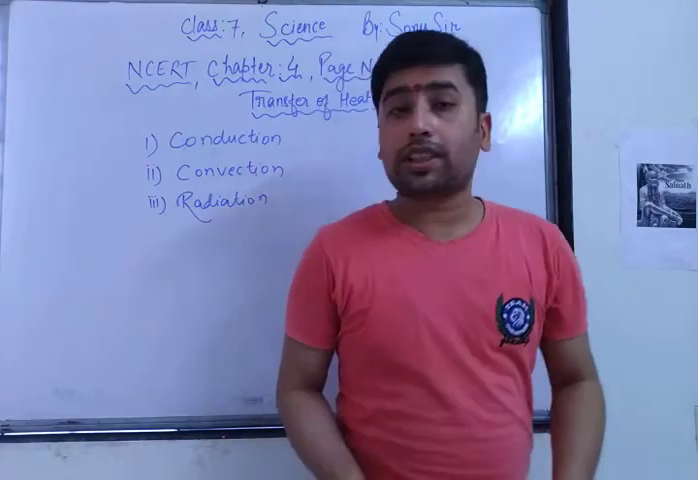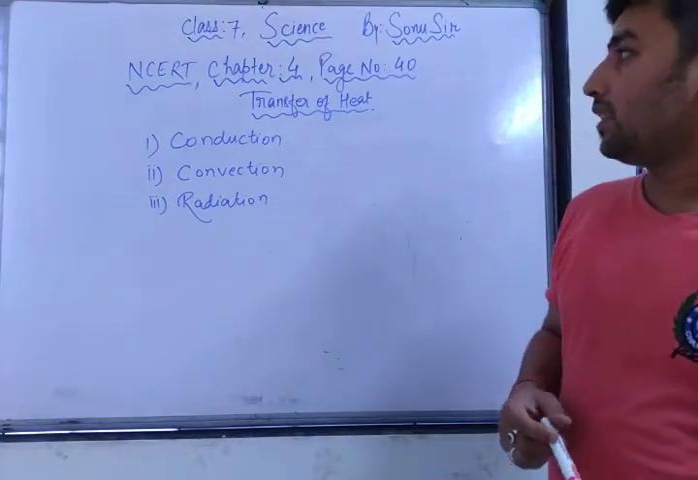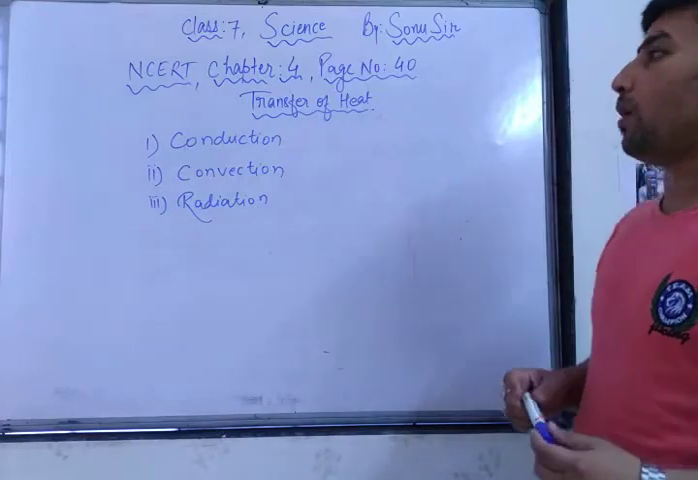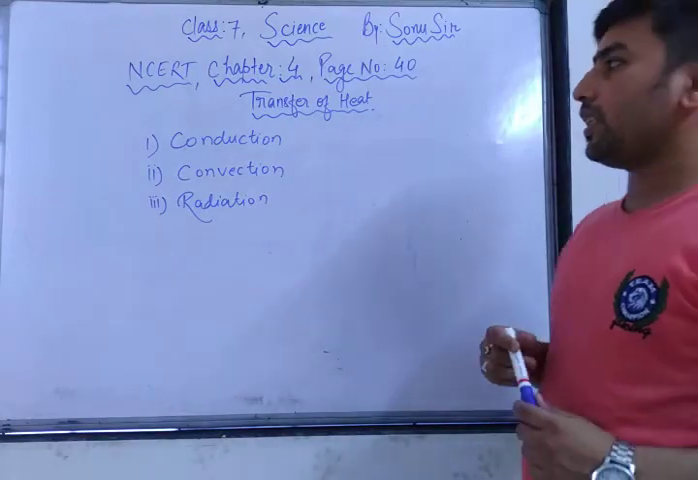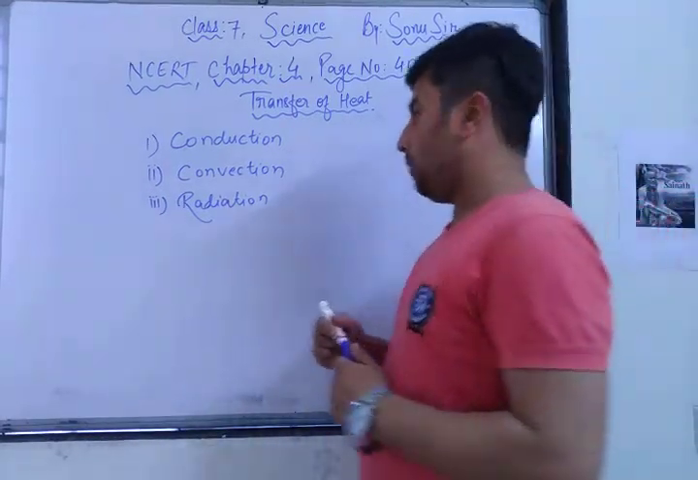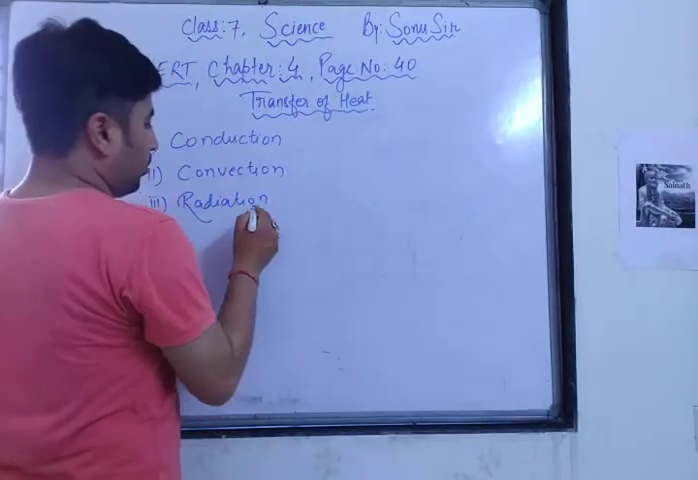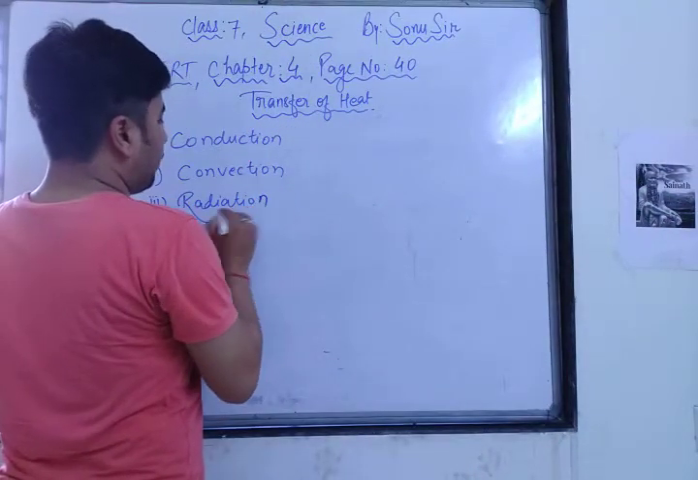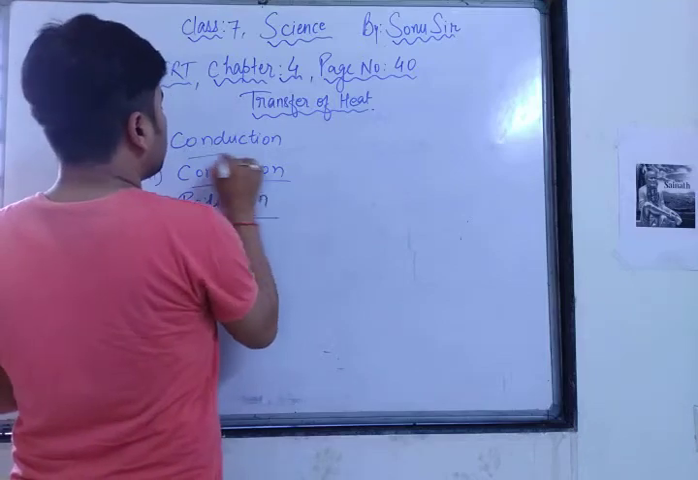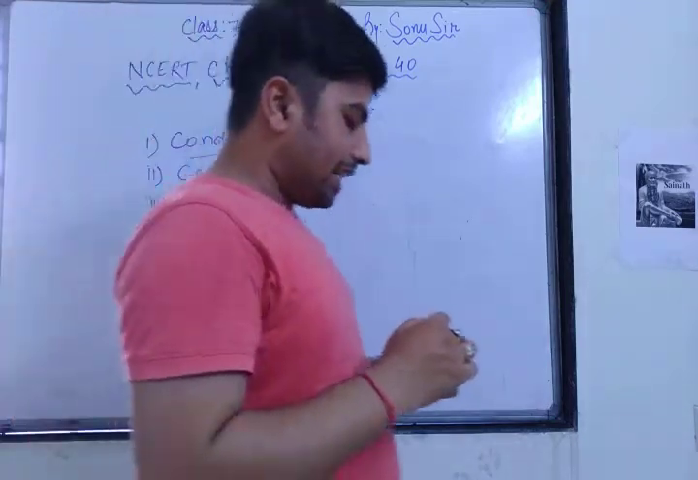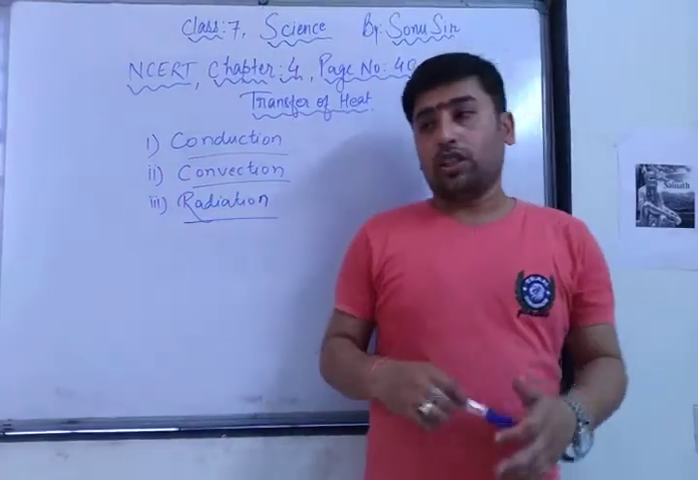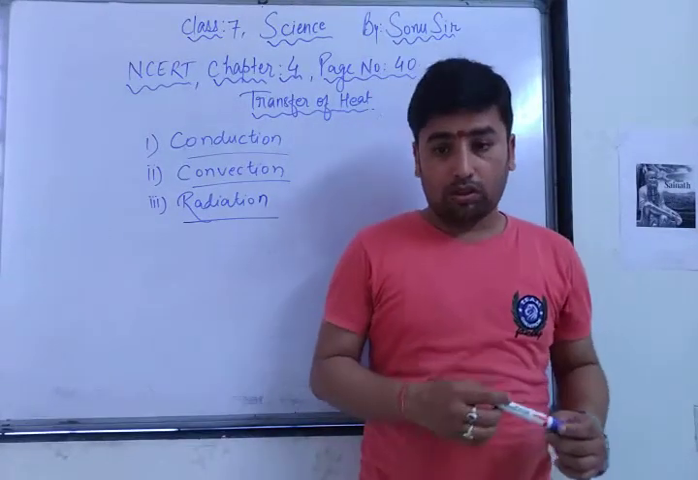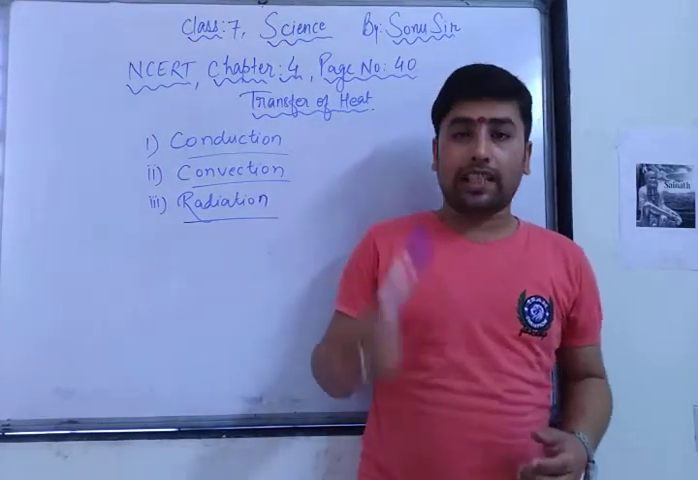Today we are going to discuss class 7 science chapter number 4 from NCERT, page number 40, that is transfer of heat. The same chapter, especially in the reference book, is given as chapter number 5, right? In the NCERT it is not given in so much detail, so that's why I had used the reference book, and in the reference book it is given in the next chapter.